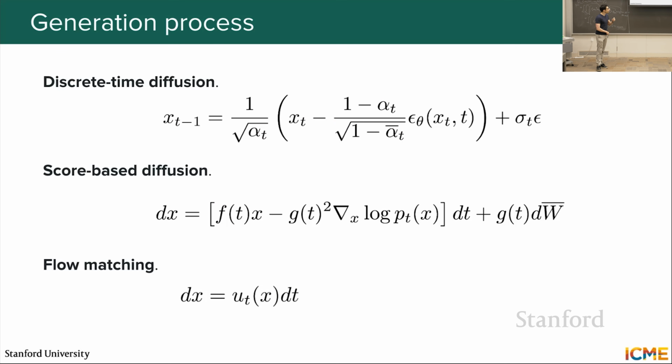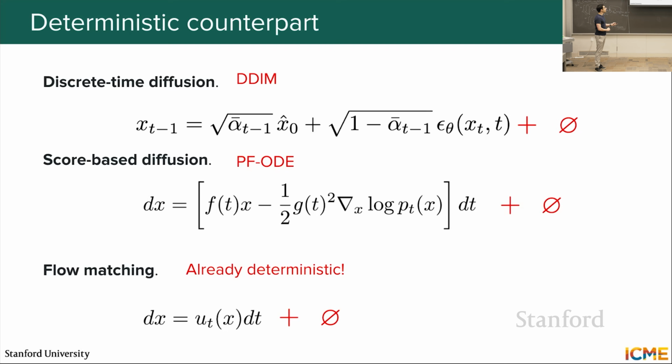Now, when we look at the generation process, we saw in the diffusion world that you had all these steps to go through with some stochasticity, which you also had in the score-based diffusion world. And you had, for the first two, a deterministic counterpart. And you will notice that the flow matching one doesn't have such a balance because it's deterministic to start with.